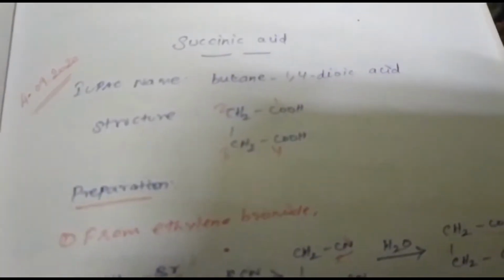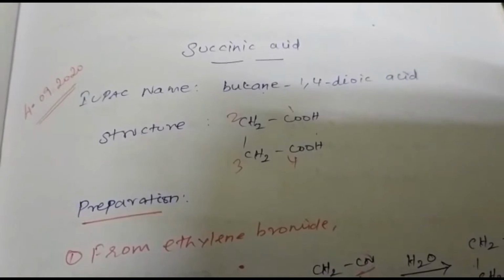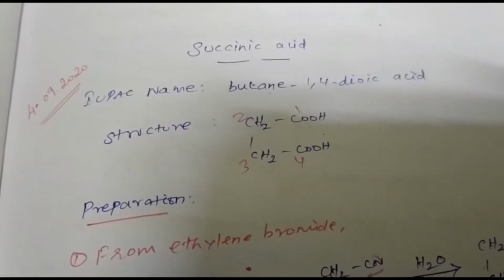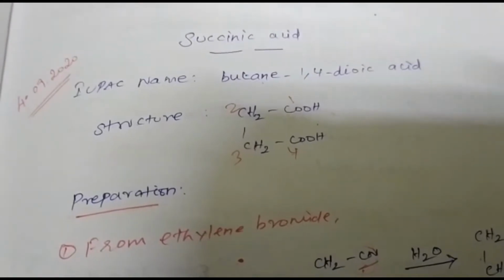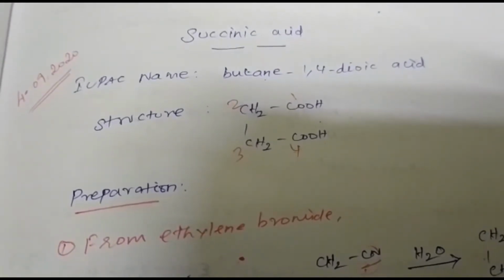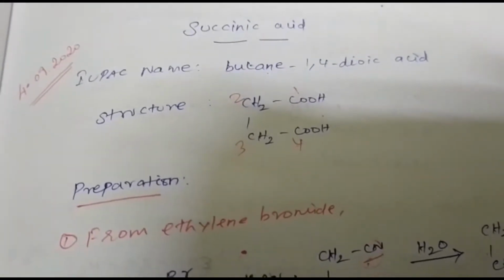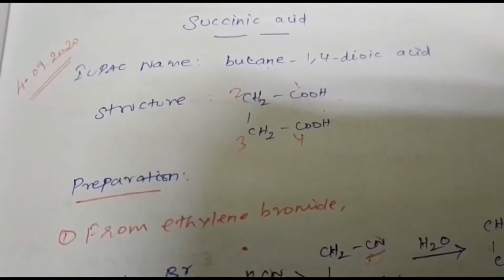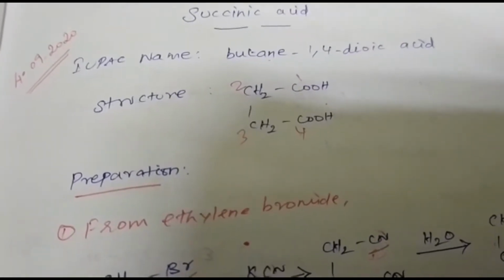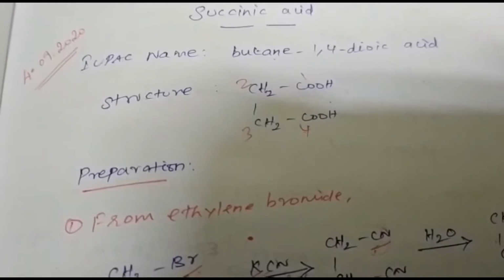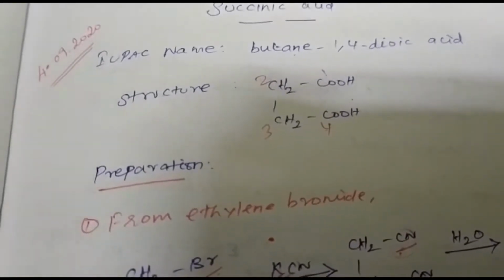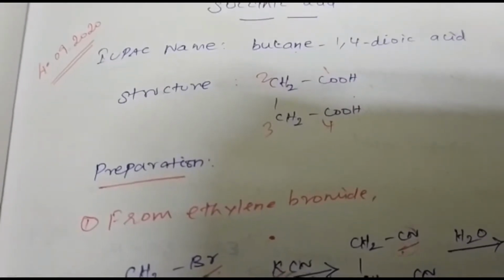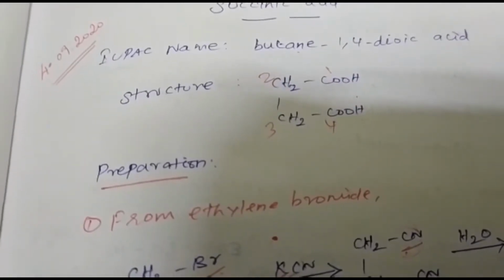Today's session, I am going to discuss succinic acid. The IUPAC name of succinic acid is butane-1,4-dioic acid. So what is the structure of succinic acid? CH2COOH, CH2COOH. So this is a 4-carbon system, and the acid group is present at the first and fourth positions. So it is named butane-1,4-dioic acid.